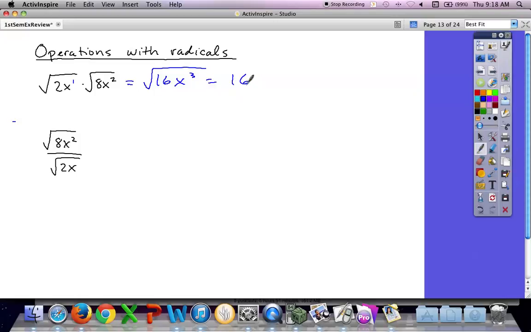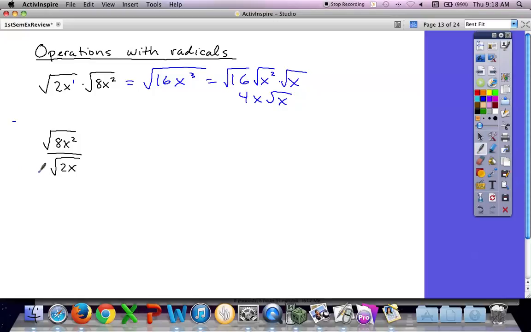And how about the x to the third? Will we be able to take them all out? So how do I break it up? Make it an x squared times x. Right? And now I'll take the square root of every one of those. And that will give me 4x times the square root of x.